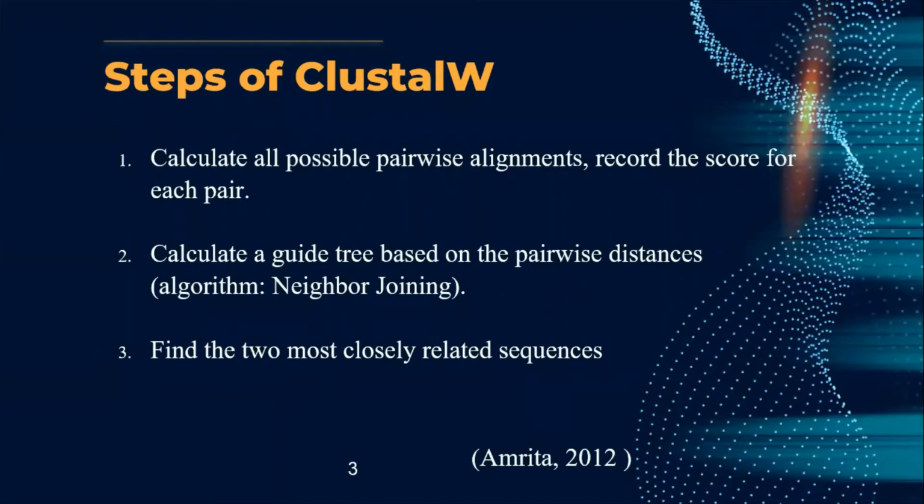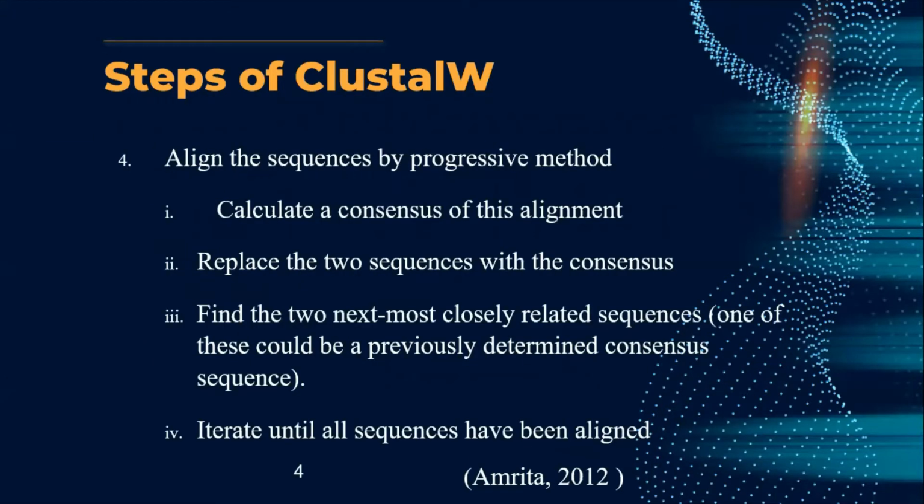Now, steps in Clustal W. So firstly, what is done in this program is that it calculates all the possible pairwise alignments, and it would then record the score for each of those pairs. It would then calculate a guide tree based on the pairwise distances, and this is known as neighbor joining. Thirdly, it would find the two most closely related sequences, and then it would align these sequences by the use of the progressive method. And now, what exactly is the progressive method?